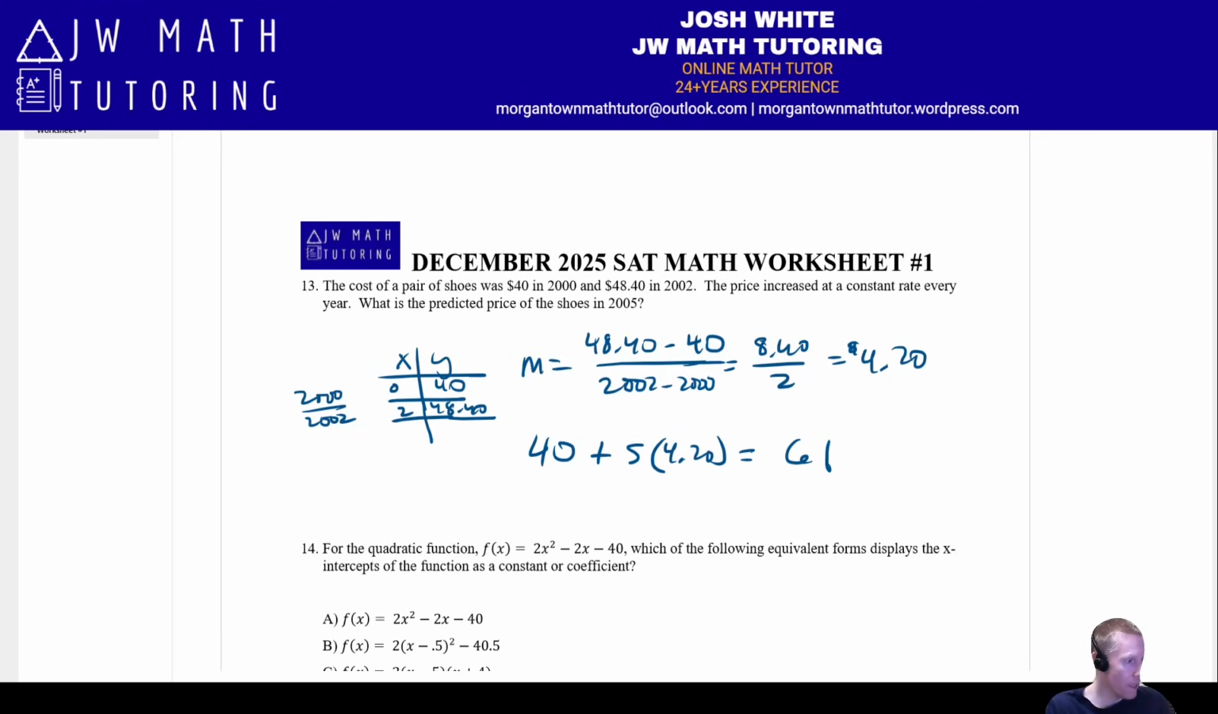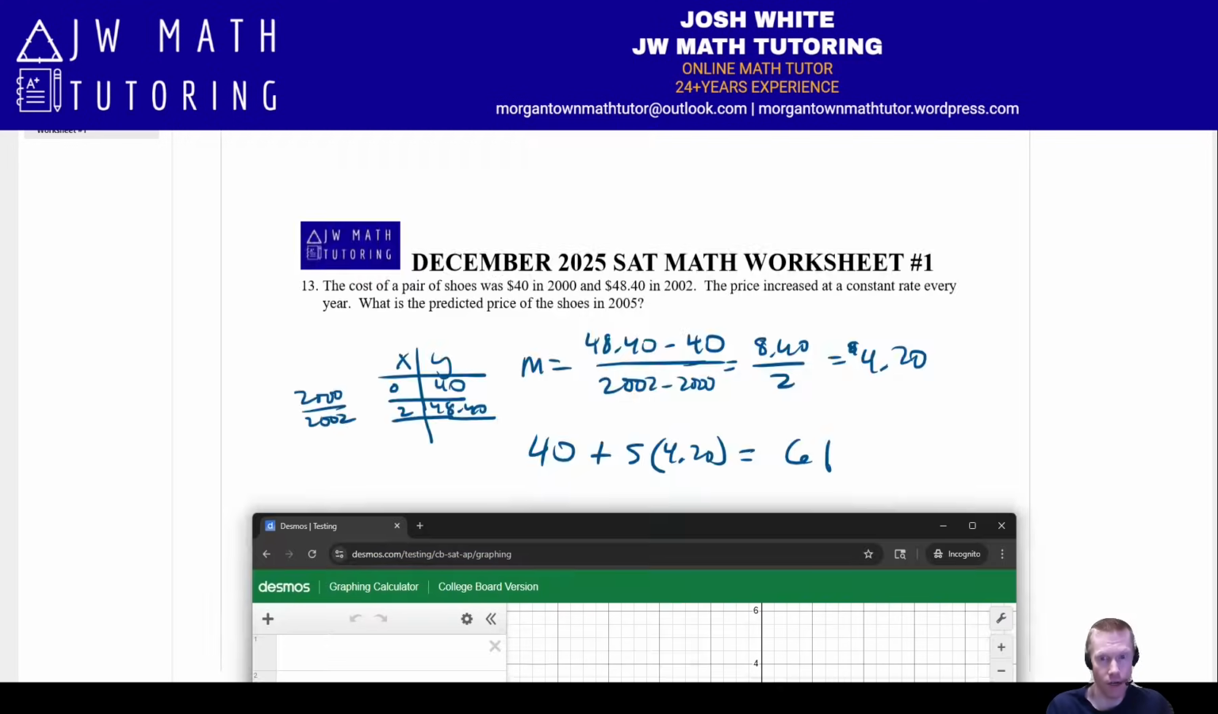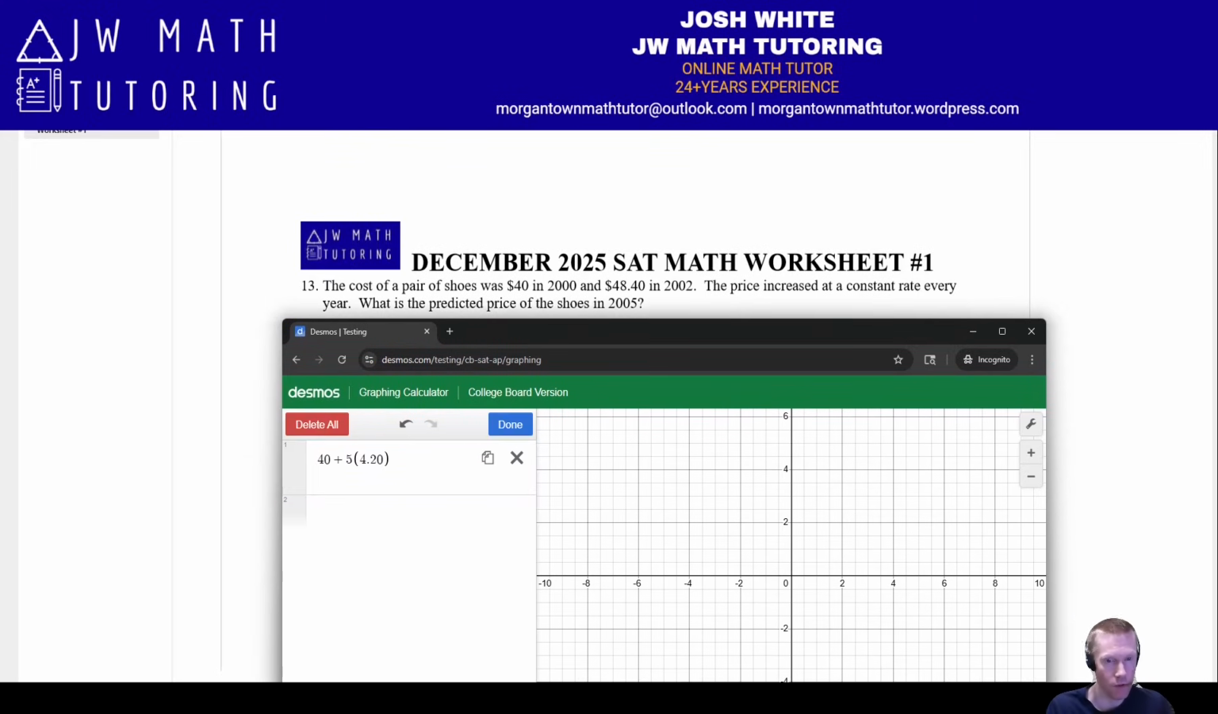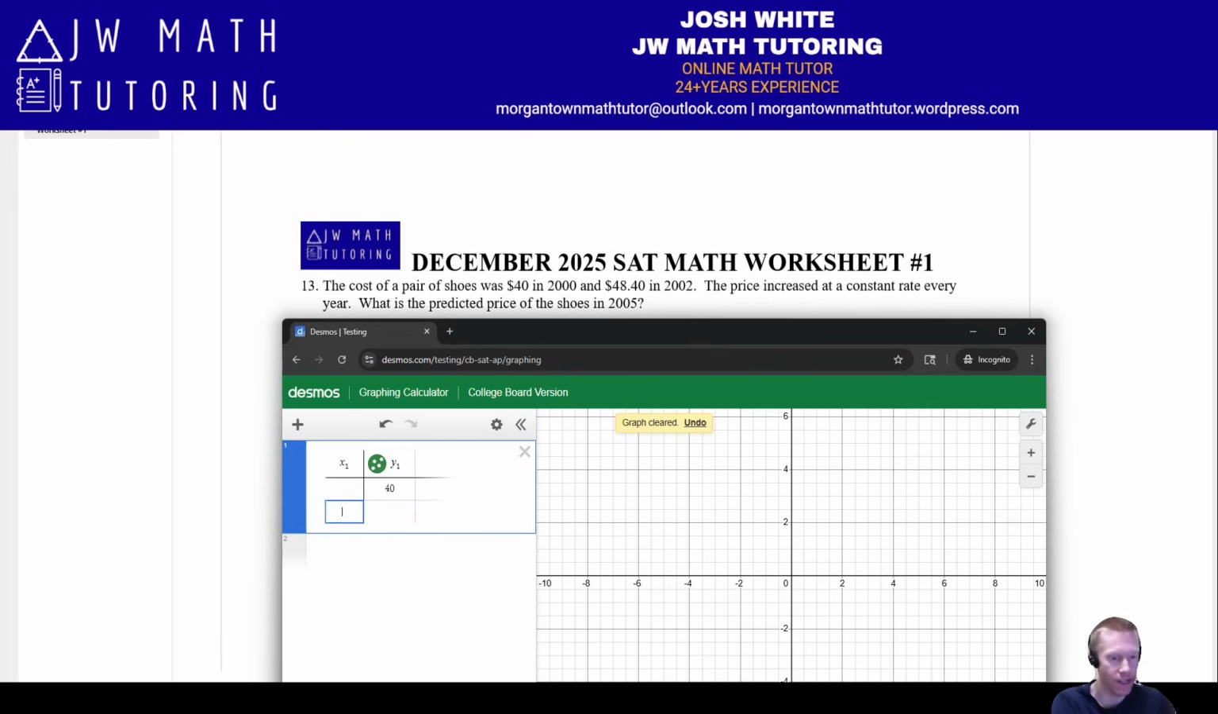Let's just confirm that in Desmos, and then I'll show you how to do the entire problem in Desmos. And right there, 40 plus 5 times 4.20. Okay, now, if you want to do the entire problem in Desmos, of course, we can do this quite easily. Let us add a table. And again, for the points, it doesn't matter what you use for your x values. You can use 0 and 2, and I'll show you.